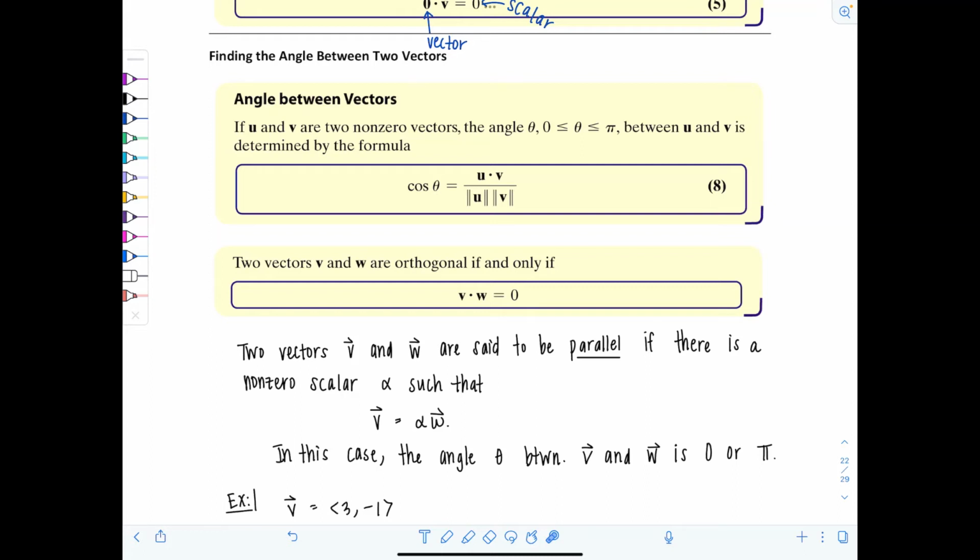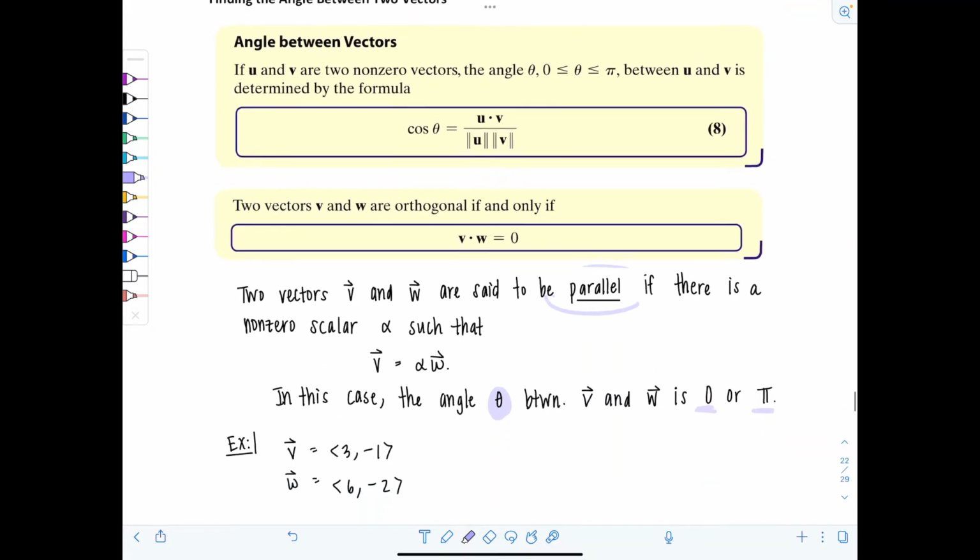Good. And now that we've talked about orthogonal a whole bunch, we can say that two vectors, v and w, are parallel if there is a non-zero scalar, we'll call it alpha, such that v is equal to alpha times w. And in this case, the angle theta between v and w is either 0 or pi. 0 degrees or 180 degrees.